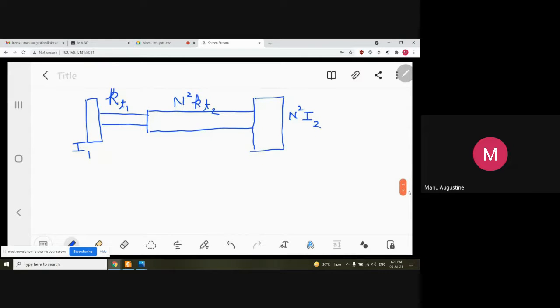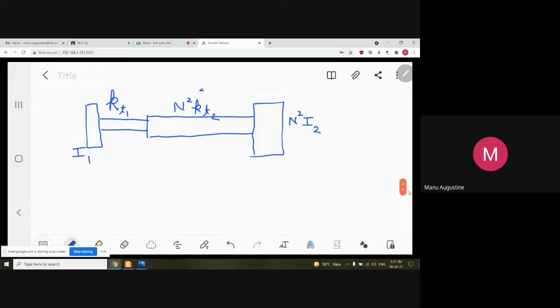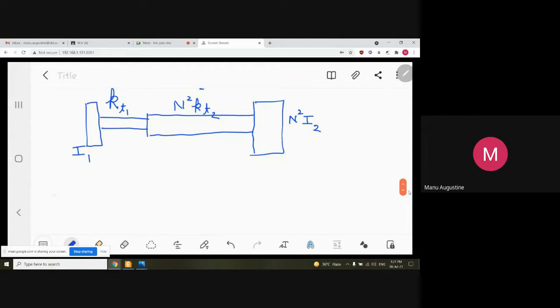And now, what is the next step? The next step is to convert these shafts which are in series into an equivalent shaft.